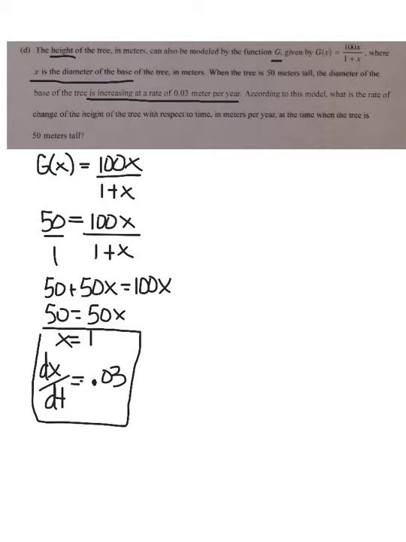Okay. All right, so it says, according to this model, what is the rate of change of the height of the tree? Isn't this the height of the tree? So how do we find the rate of change of the height of the tree? Wouldn't we take the derivative? So all I'm going to do here is take this equation right here, and take the derivative. All right, so that's going to give me g prime of x equals, and I'm going to do quotient rule. So let's see what I get over here.